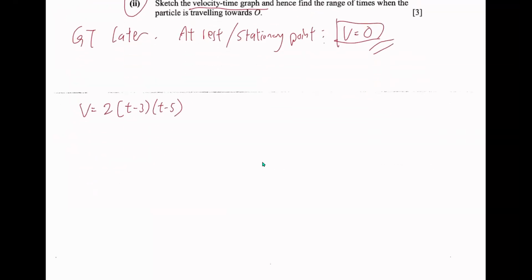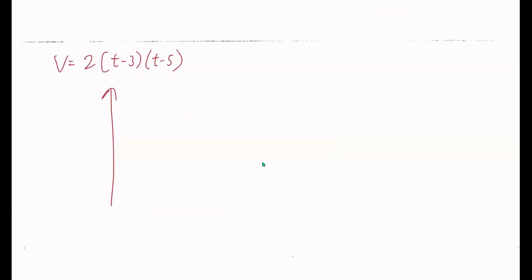Now we sketch the curve. Happy or sad face? Happy face. Do we need the negative values of t? No, because time cannot be negative, so we can just ignore this part. Then let's plot the points. There must be roots at 3 and 5. Happy face.